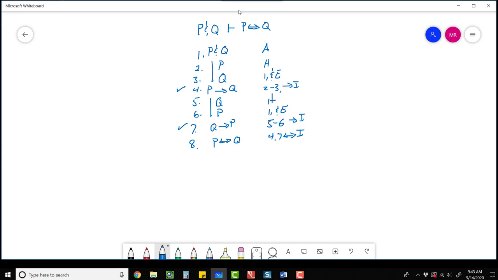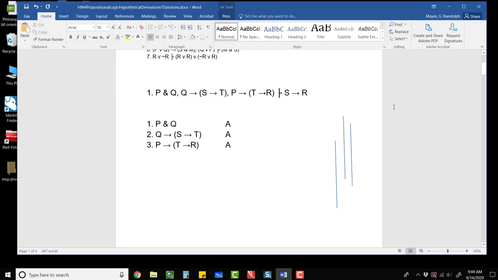So let's go ahead and just do some of these homework problems. So the first one gives us 3 assumptions, P and Q, a conditional, if Q, then if S, then T, and another conditional, if P, then if T, then R. And if you reverse engineer this a little bit, right, you'll say, look, I'm trying to prove a conditional. That probably means I need to hypothesize S. But before you do that, you might look at the assumptions and see if there's any value you can get by just breaking things down a little bit more.